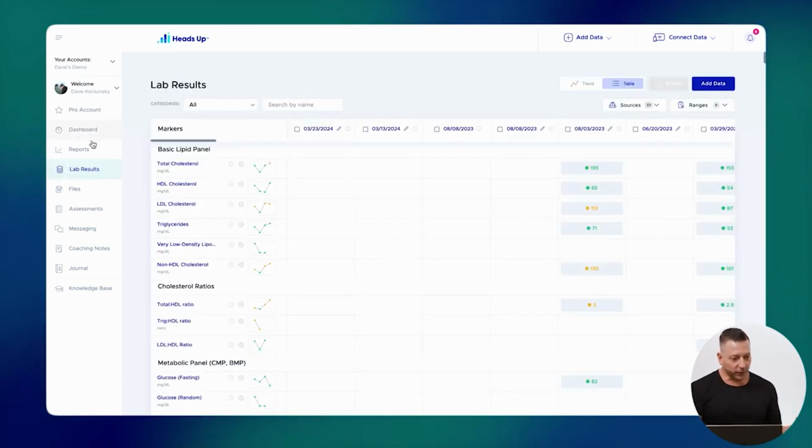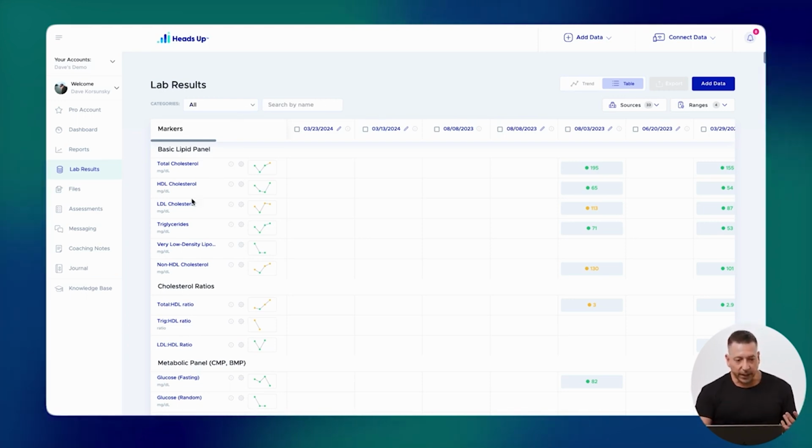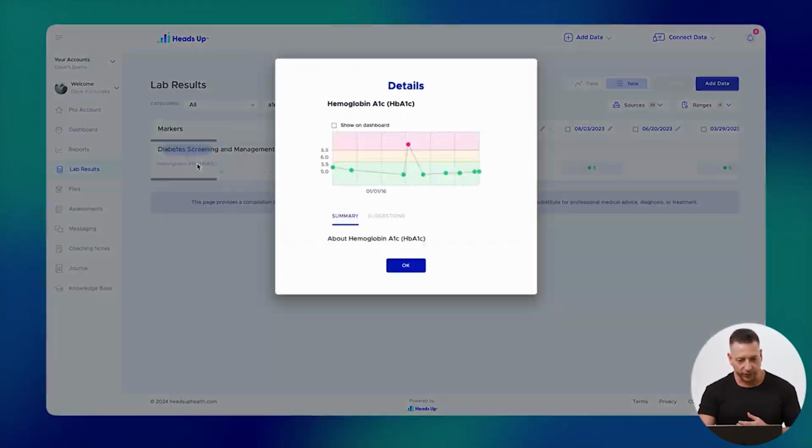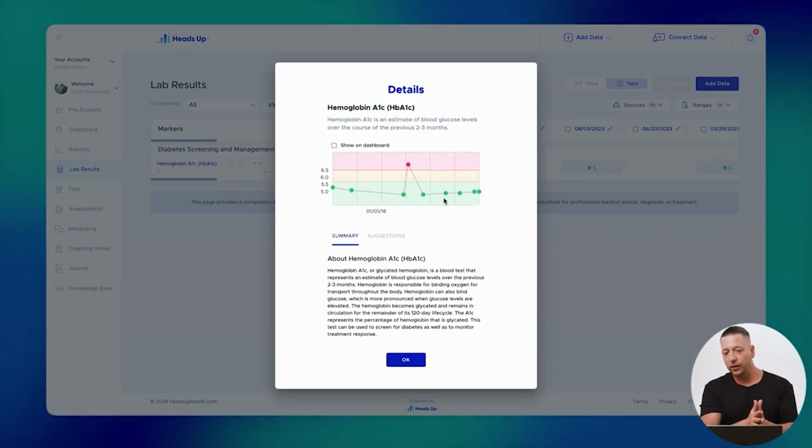So the next section we want to review is lab results, and Heads Up is able to take in diagnostic lab data from any source. You can see that we pull in traditional blood work here. We can also pull in data from DEXA scans, in-body scans, urine and microbiome, heavy metals, stool, and we can start to see and track these lab results over time.